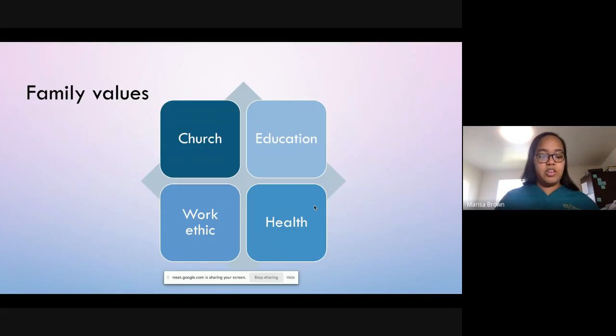Family values. Church and faith is the most important because they believe that everything good comes from their faith and without it they have nothing. Next is education. The parents are currently saving up for their kids to go to college if they choose to do so.